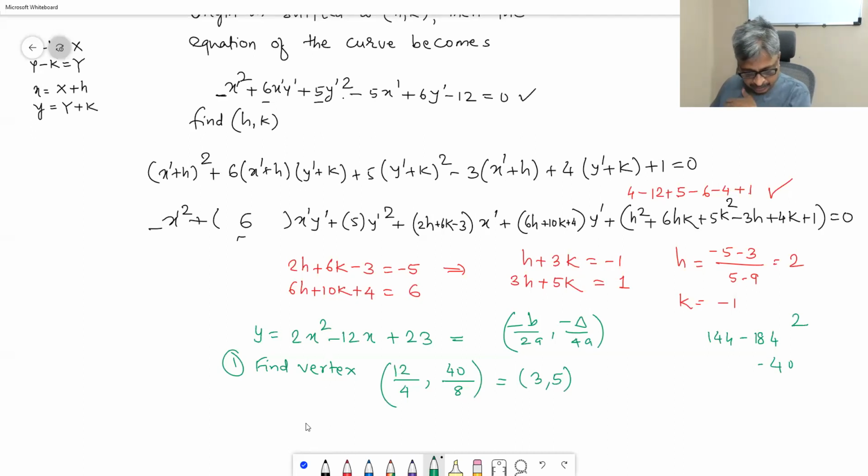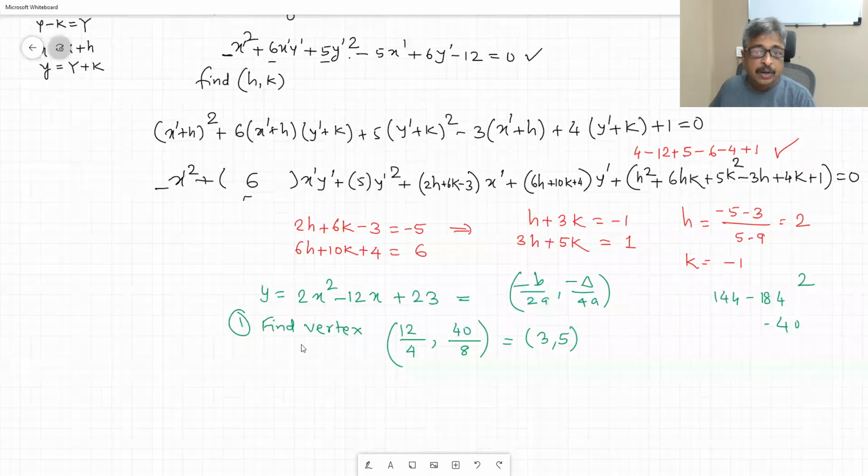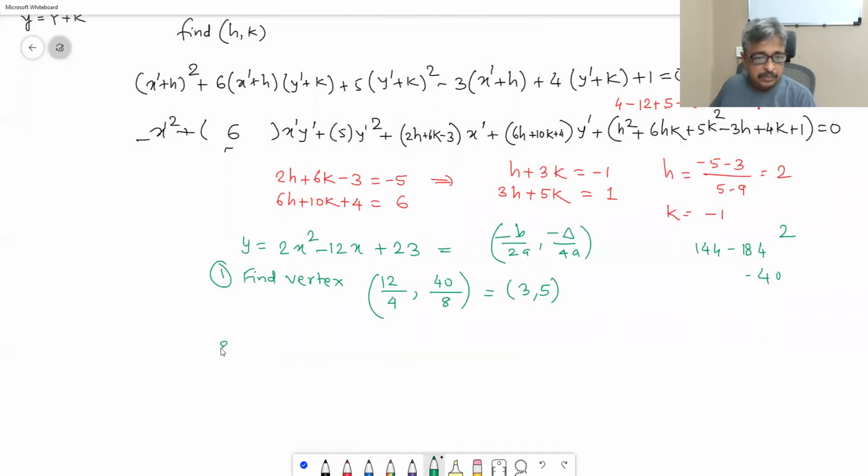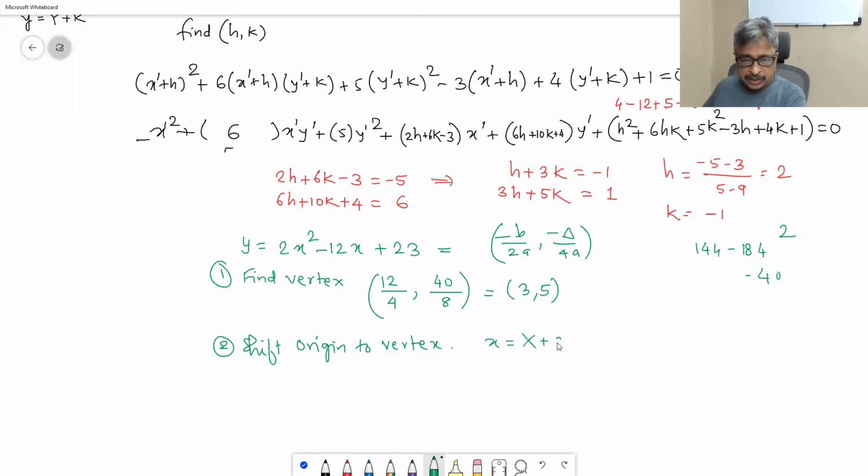Okay, find the vertex. Shift origin to vertex. So if I shift origin to the vertex, then x will be equal to capital X plus 3. y will be equal to, sorry, y will be equal to capital Y plus 5.